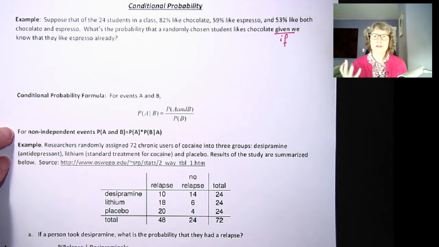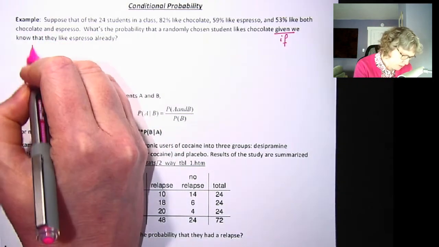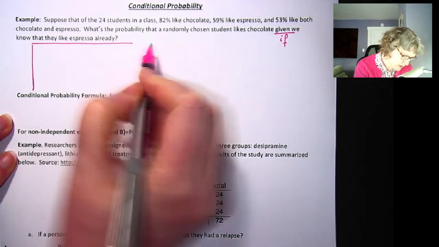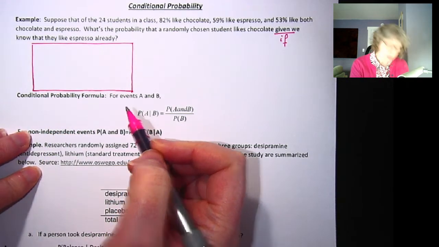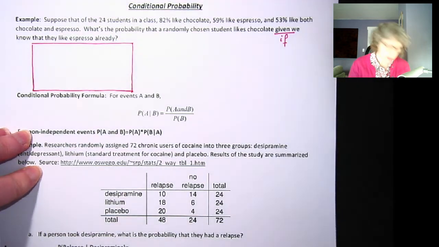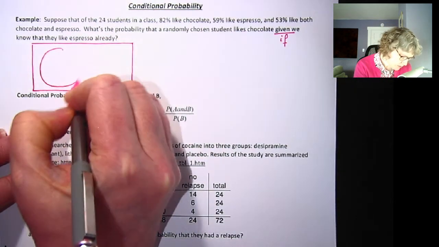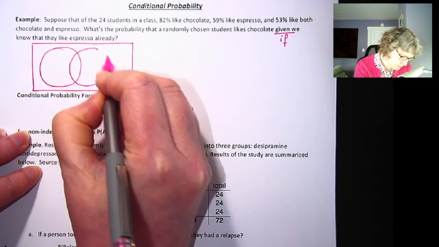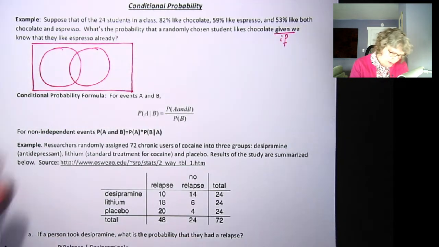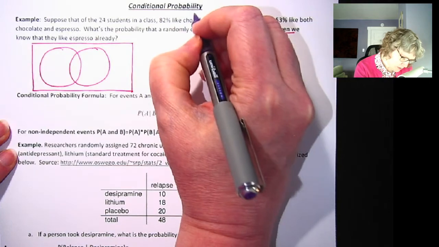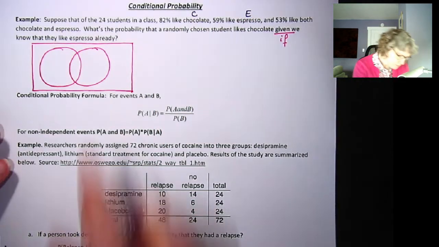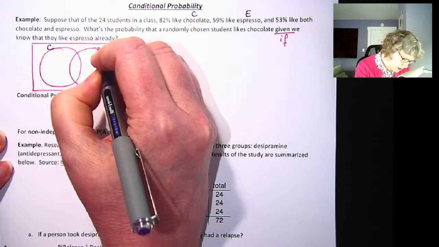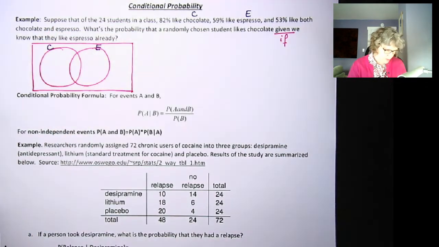So I think a great way to show how conditional probability works is a Venn diagram. Let me draw one out. We won't be using those a lot, but I think a picture is really helpful in this case. So we've got these two sets and we've got some overlap. So I'm going to make two overlapping circles because some people like both. And then let's define our variables or events. So let's make chocolate C and espresso E. So we'll have a circle or set for chocolate, a circle or set for espresso.